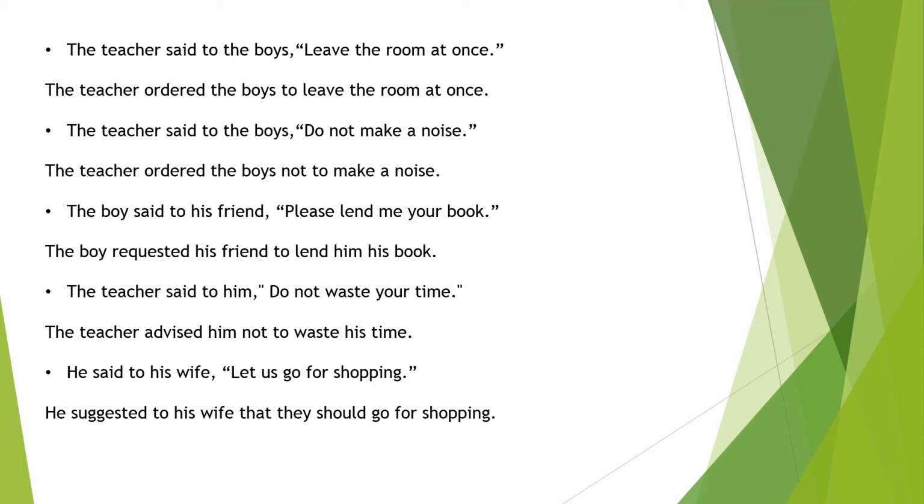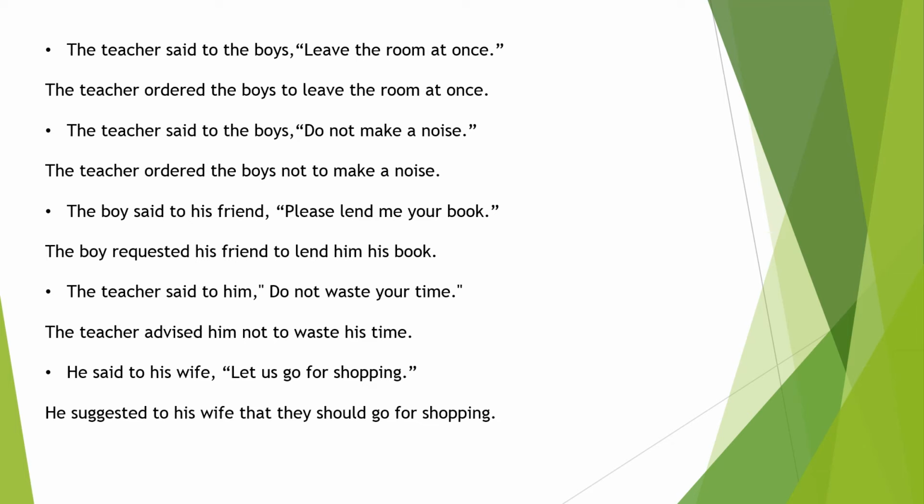So here are a few examples for different rules. The teacher said to the boys, leave the room at once. Now this is an example of an order, so the reporting verb said to will be changed into ordered. So how would the sentence be? The teacher ordered the boys to leave the room at once. So the reporting verb is changed into ordered.